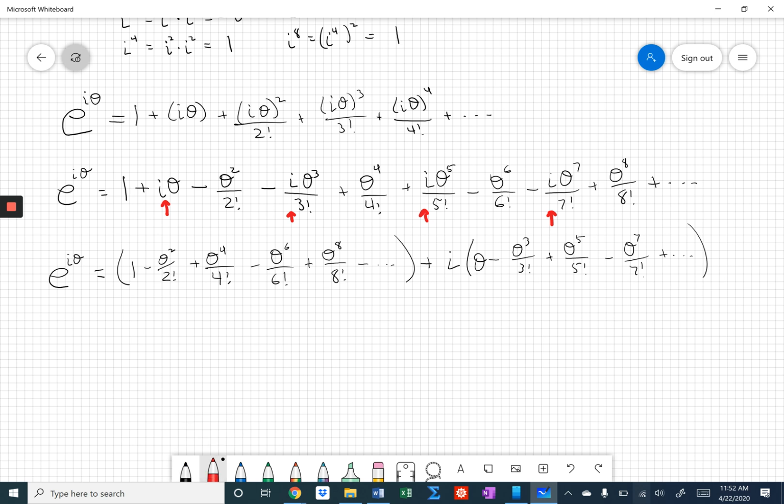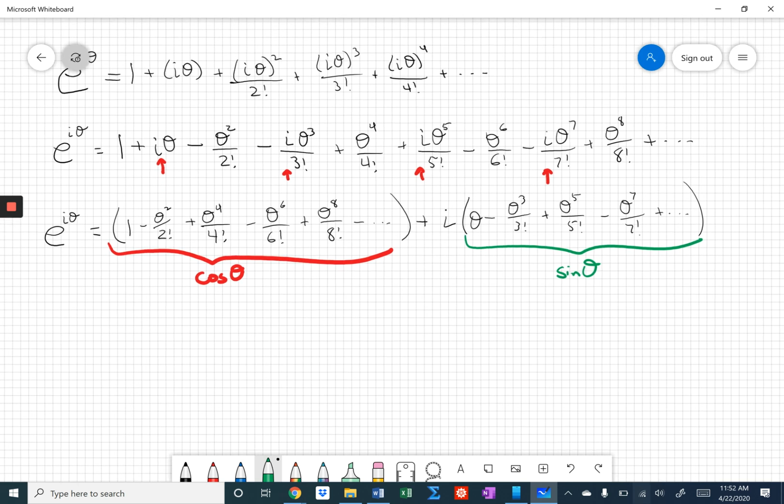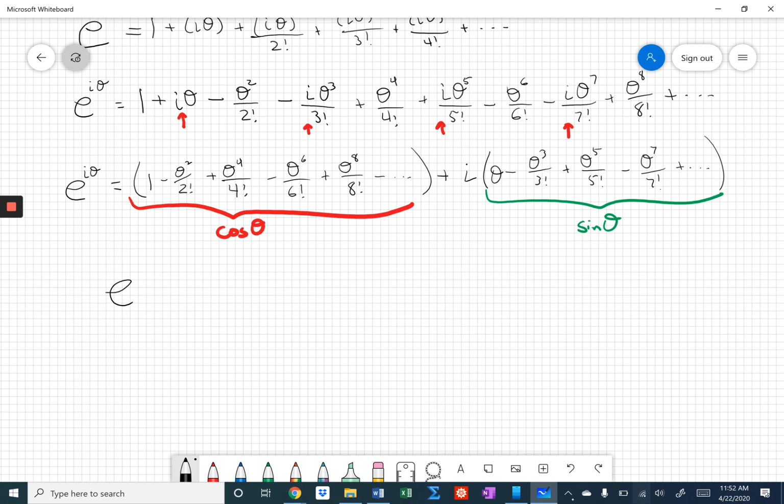Well, what do I have here? All the even exponents alternating in sign. This is cosine of theta. What do I have over here? All the odd exponents alternating in sign. This is just sine of theta. That's the Maclaurin series for sine evaluated at theta. So e to the i theta can be rewritten as cosine of theta plus i sine of theta. That's a cool relationship in and of itself.